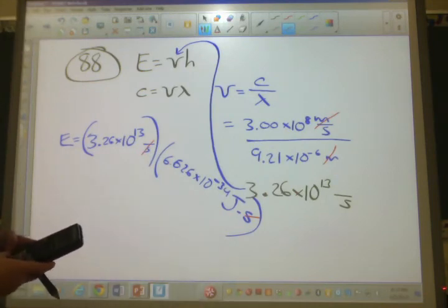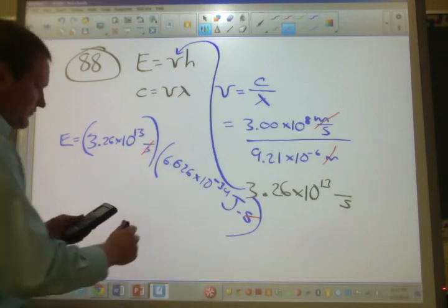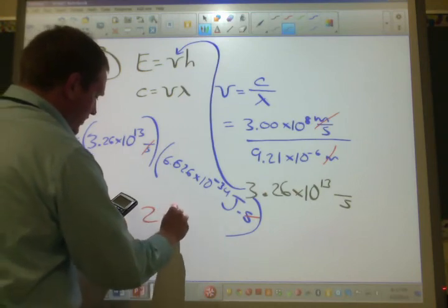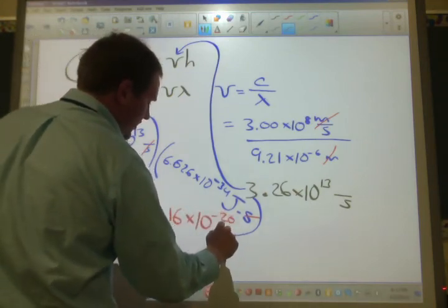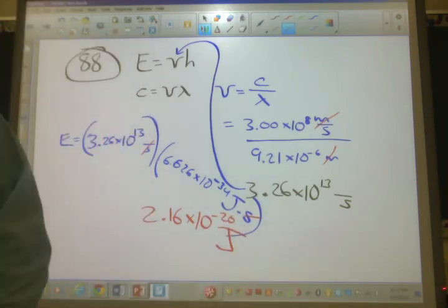Let's get our last answer of the last problem and be done. 6.626 times 10 to the negative 34th, close parentheses, 2.16 times 10 to the negative 20th joules. That matches what I got. That's our answer.